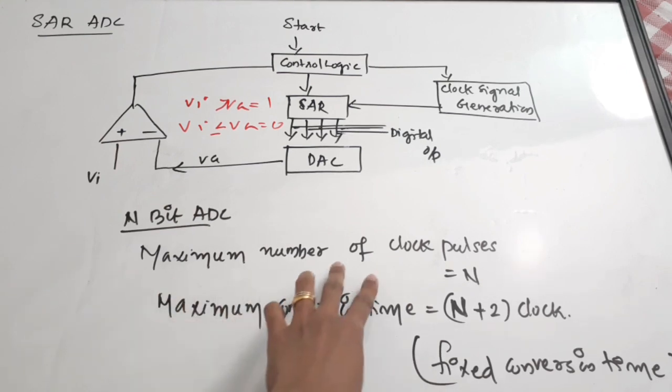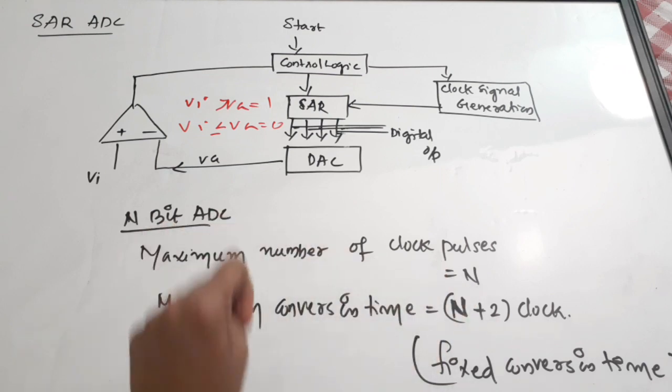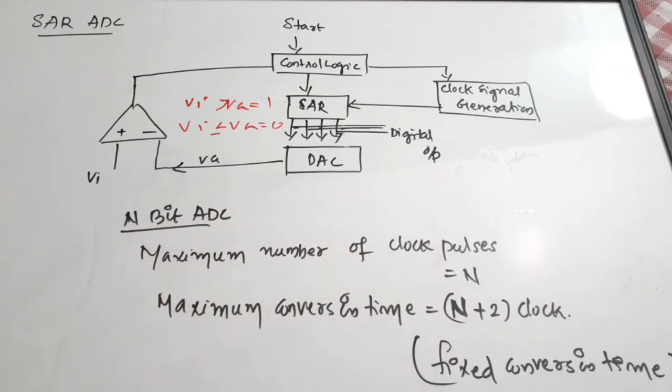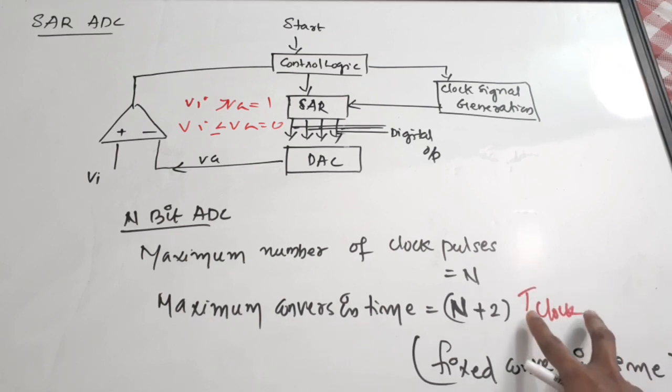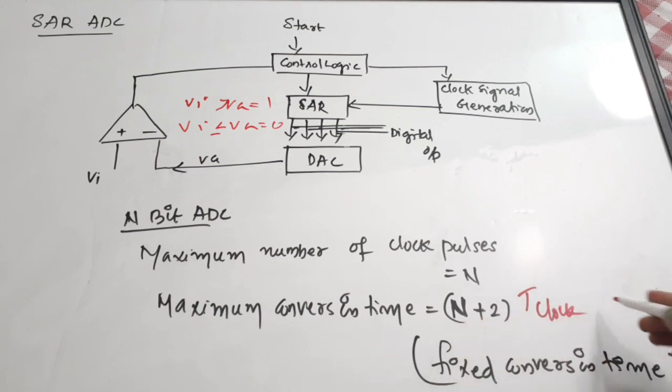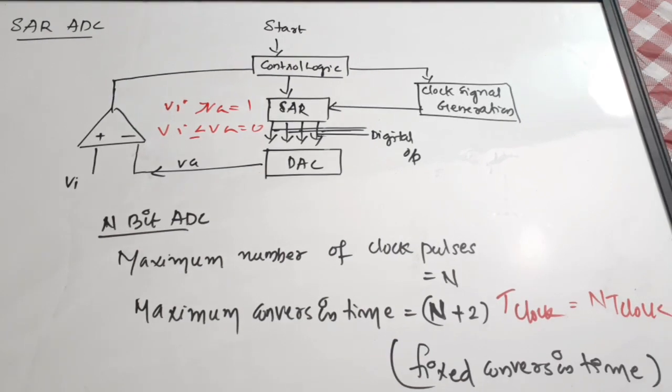Okay. So the maximum number of clock pulses required is n for an n-bit ADC, and the time of conversion is (n plus 2) t clock. Or rather, it is not clock, it is t clock, the clock period. This is the time of conversion: the clock period multiplied by n plus 2. Now in some textbooks, this is given as n t clock also. For an n-bit ADC, the time of conversion of a successive approximation register ADC, in some textbooks it is given as n t clock. But in the majority of places it is given as (n plus 2) t clock.